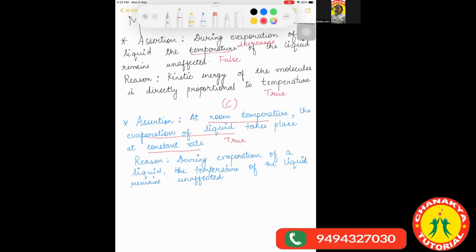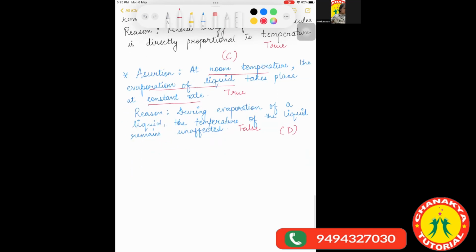Yukta, what do you think of the reason? Ma'am, I think it's false. We have already discussed that. It's false, and it will be D part because this time the assertion is true but the reason is false. Now let us come to some very short answer type question, or wait, I'll give you one or two more resources.